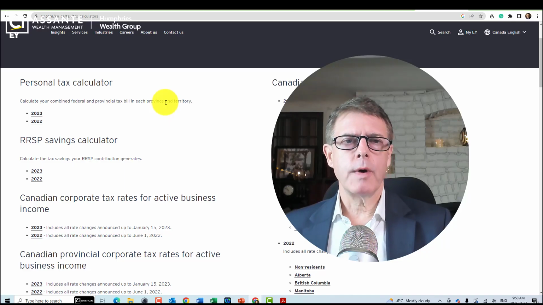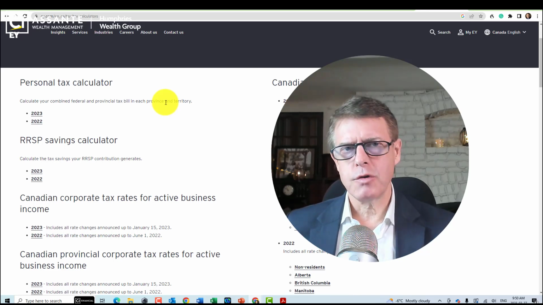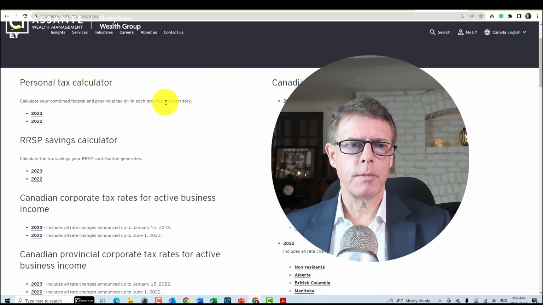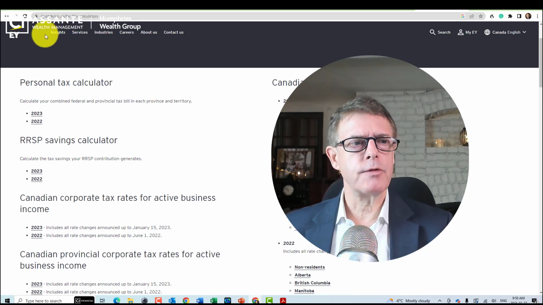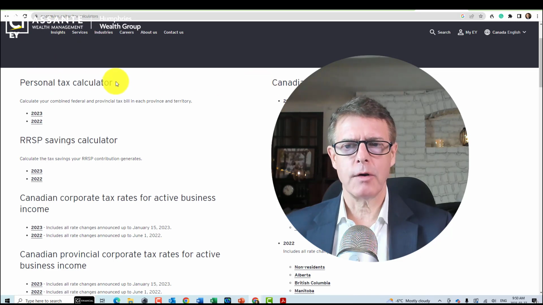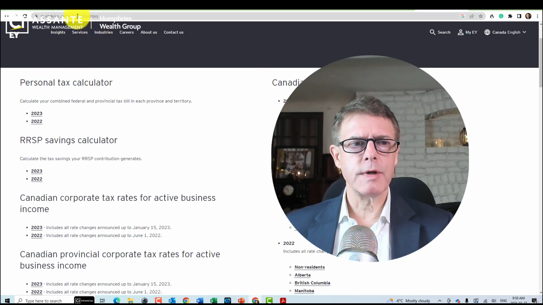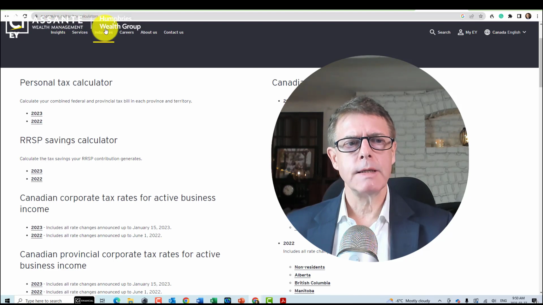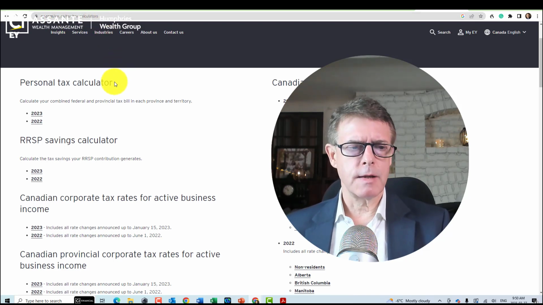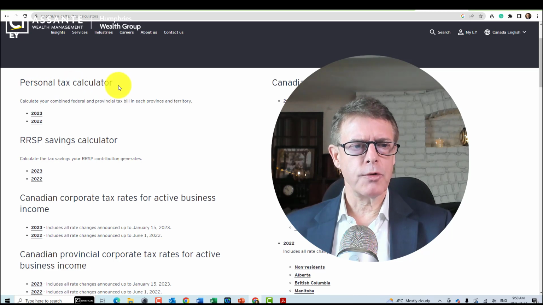Okay, let's take a look at the two ideas for calculating your overall tax remittances. One is a very simple calculator that I'll show you, and the other is a more detailed planning forecast. So here's a very quick way of calculating the tax that you should be remitting on a regular basis from your various sources of income. This is from the website ey.com, and this is the personal tax calculator that they have. I'll include this link in the show notes for this video so you can get to this calculator very easily. Now we're under personal tax calculator.